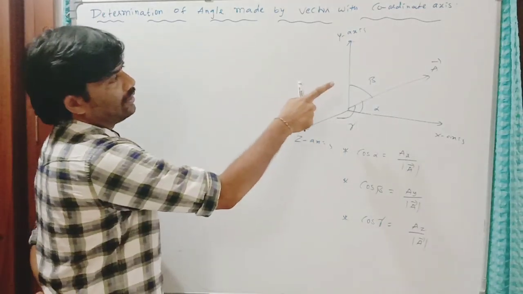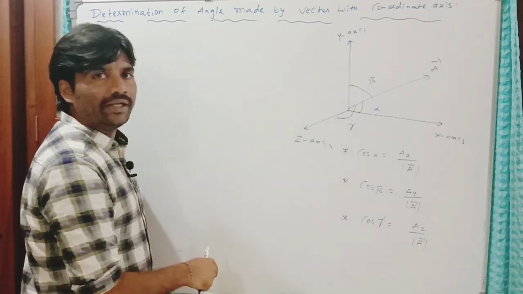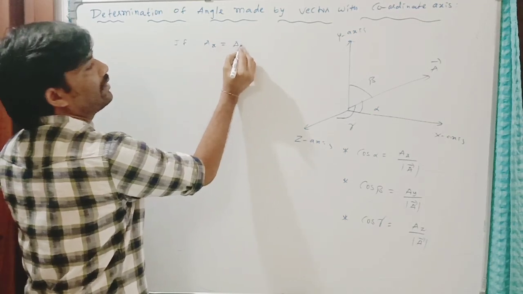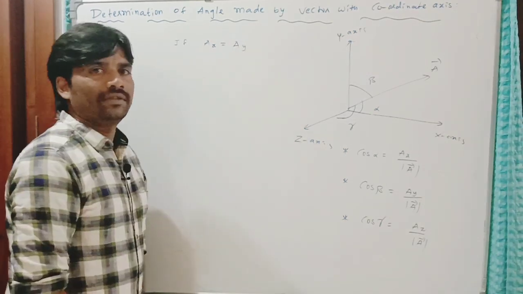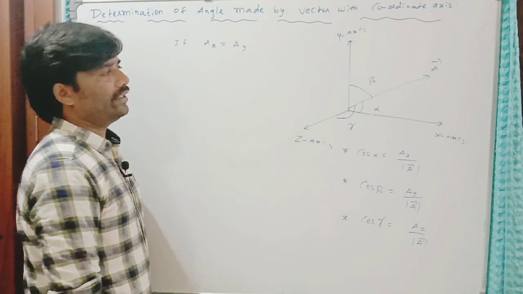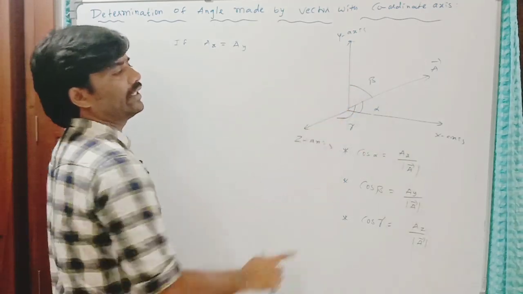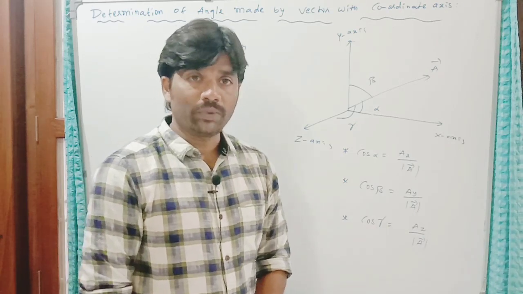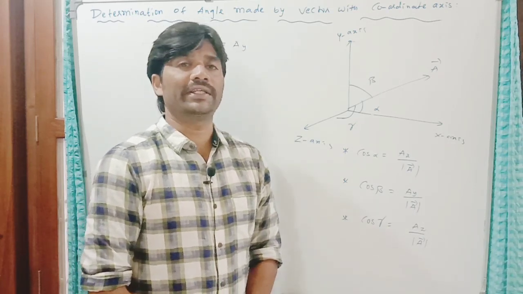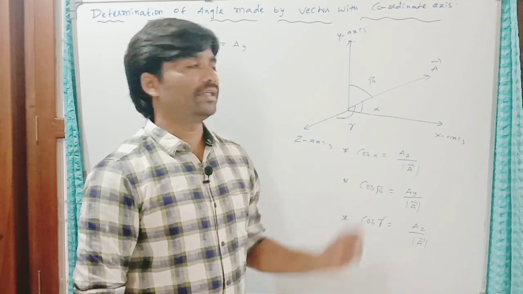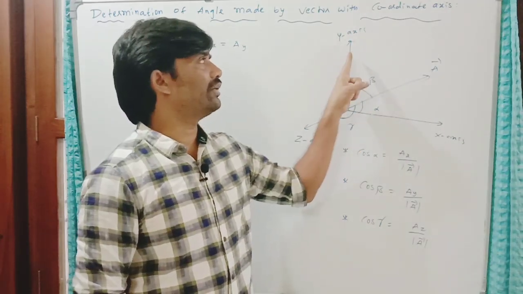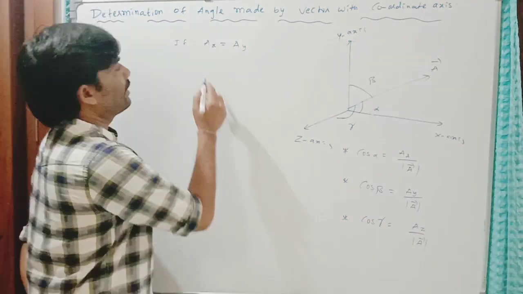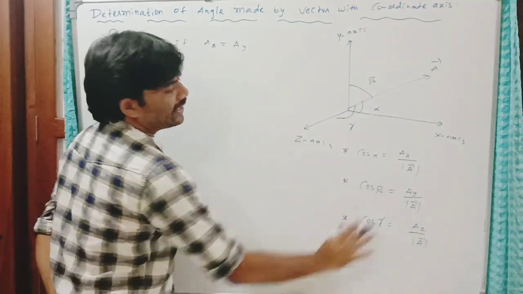So you can see here, if alpha and beta are equal, or if you have a vector with x and y components equal, if ax equal to ay, then it makes same angle with x and y axis. So if x and y components are equal, that vector lies exactly in the middle of x and y axis. It makes 45 degrees angle with x axis and also y axis when z component is 0. If z component is 0, that gamma is 90.